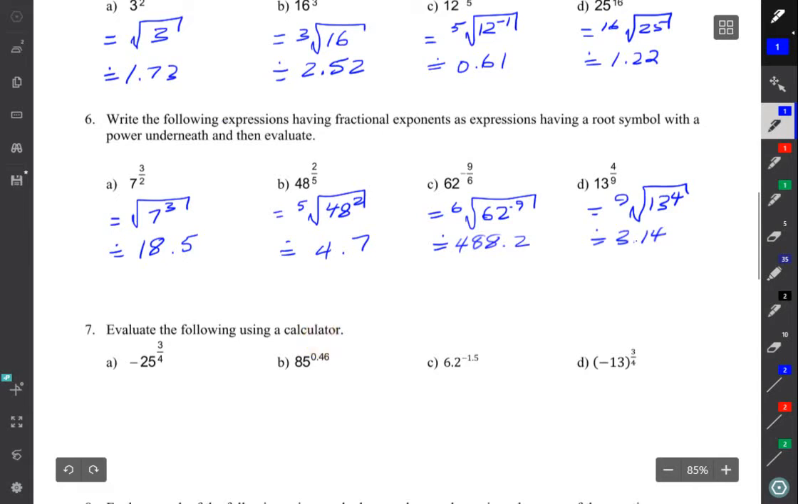And by the way, this question didn't specify how many decimal places, so I did vary here between 1 decimal place and 2. Unless specified, it really is up to you.